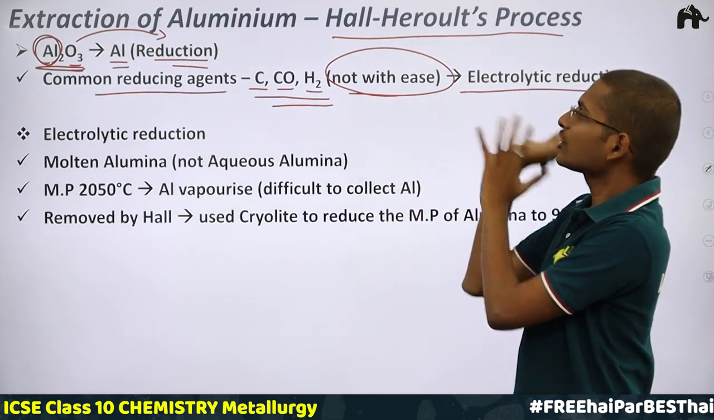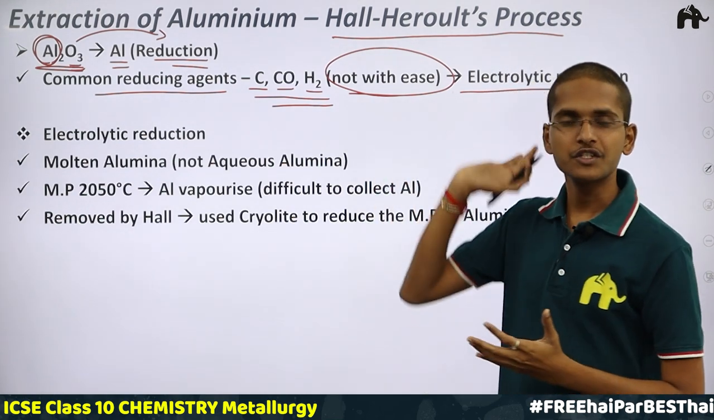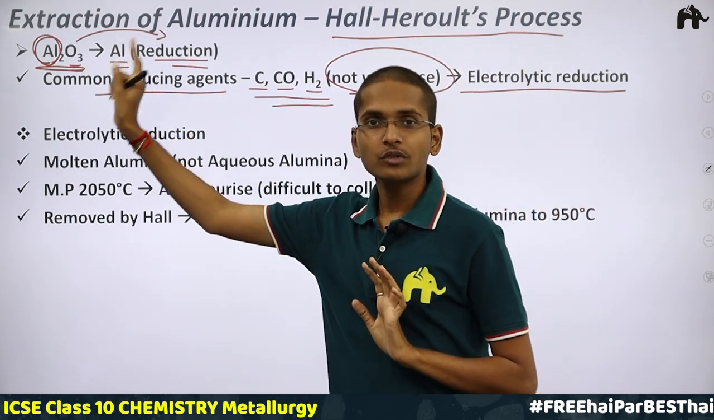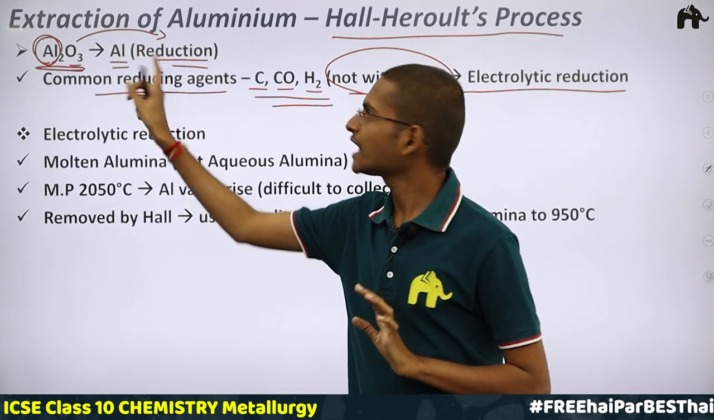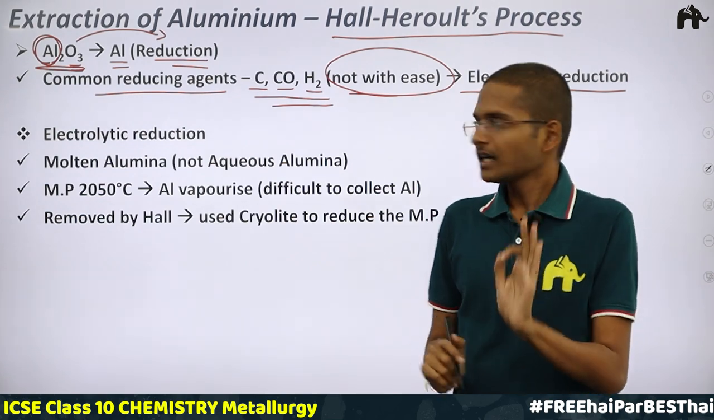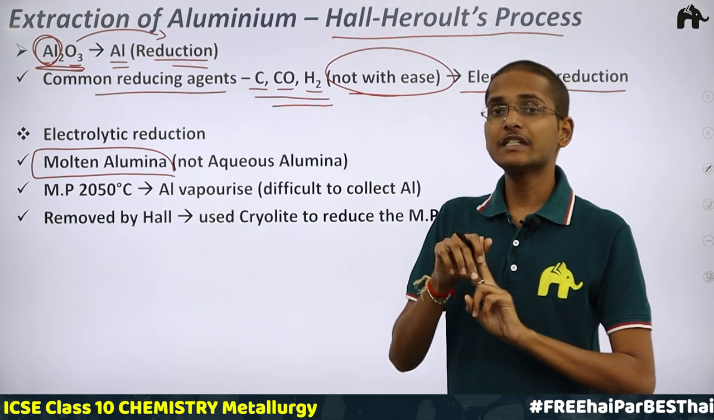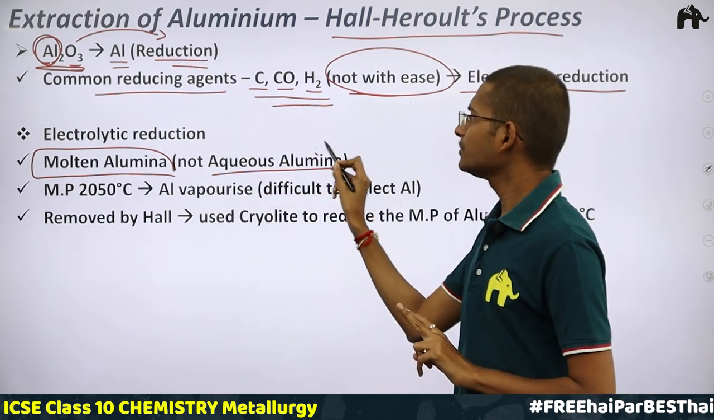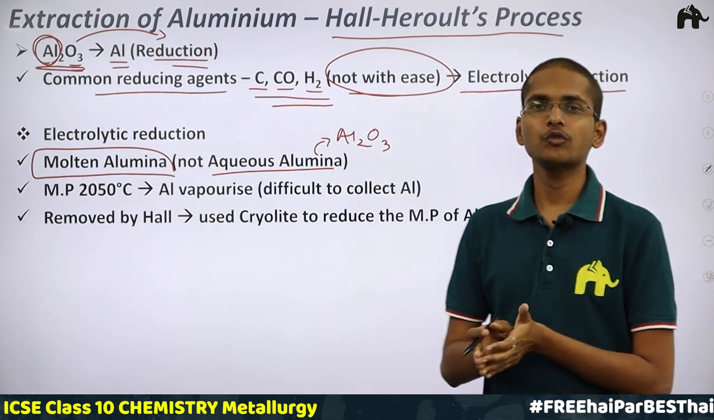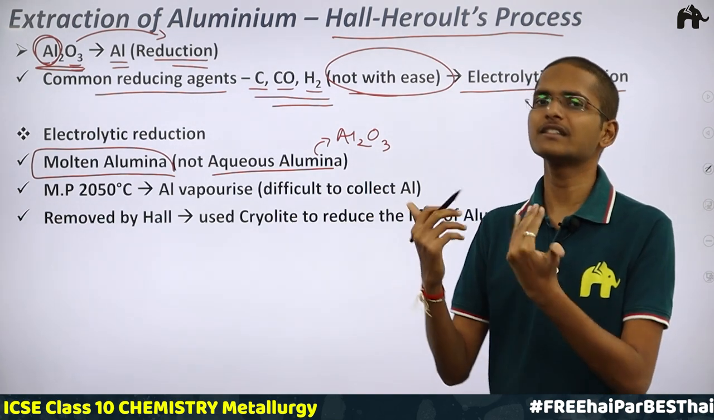But before starting the Hall-Heroult process, I will quickly tell you something interesting about the history of this process, how we have reached it. We know that now we have to do electrolysis of alumina, then only that alumina would get reduced and we would get aluminium. But there are some problems with this. Alumina, we need to use it in molten form. First of all, we cannot use it in the aqueous state. Why? Because alumina, this Al2O3, aluminium oxide, is very, very less soluble in water. So we can just simply say it is insoluble in water.